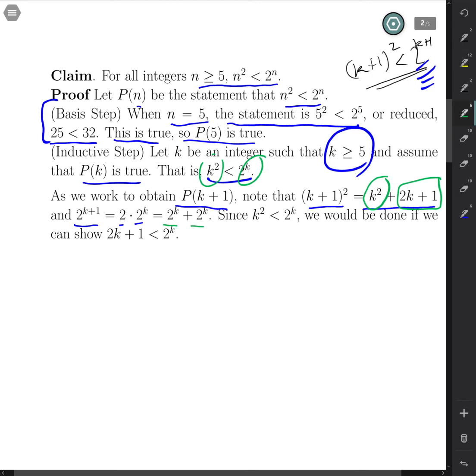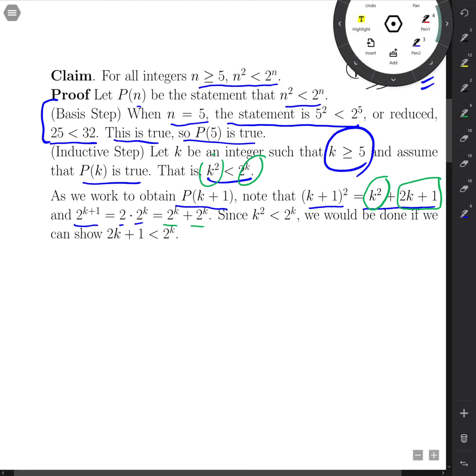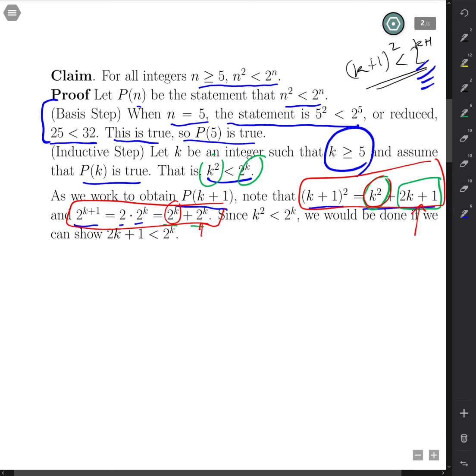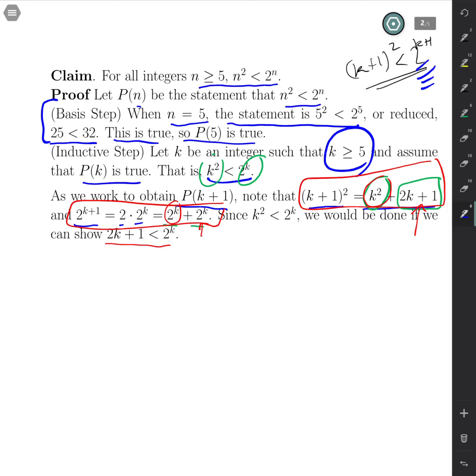So if we look at the two sides, there's the one side, and here's the other side. Then part of it is already in our hand. k squared is less than 2 to the k. So what we'd like to be able to do is say that 2k plus 1 is also less than that other term, 2 to the k. And as I've said in the proof, we would be done if we can show 2k plus 1 is less than 2 to the k. There's various ways of doing this, and I'll show you one way that we haven't done in class.